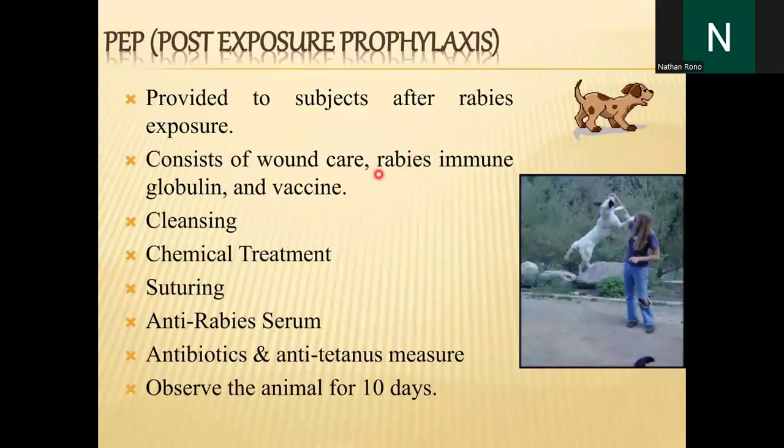And then for people who have been bitten, we have to give them antibiotics, as I said. So the antibiotics are to cover the bacteria, and anti-tetanus measures. I'm sure you've heard of tetanus. Tetanus is a type of bacteria. So you give them anti-tetanus and antibiotics.